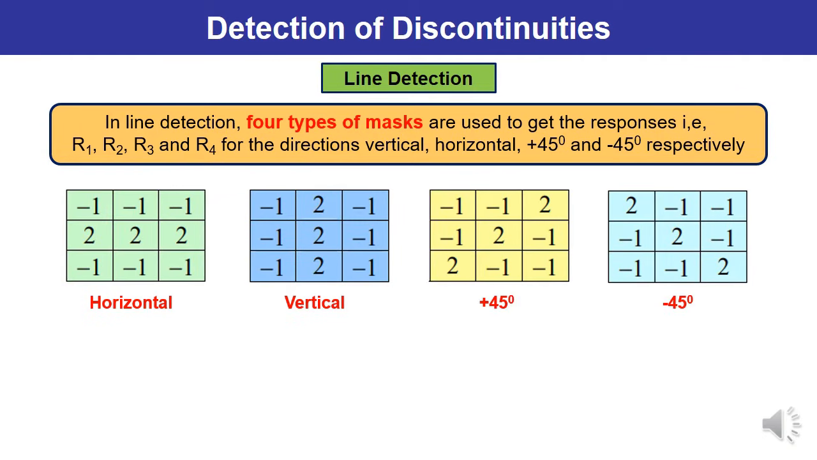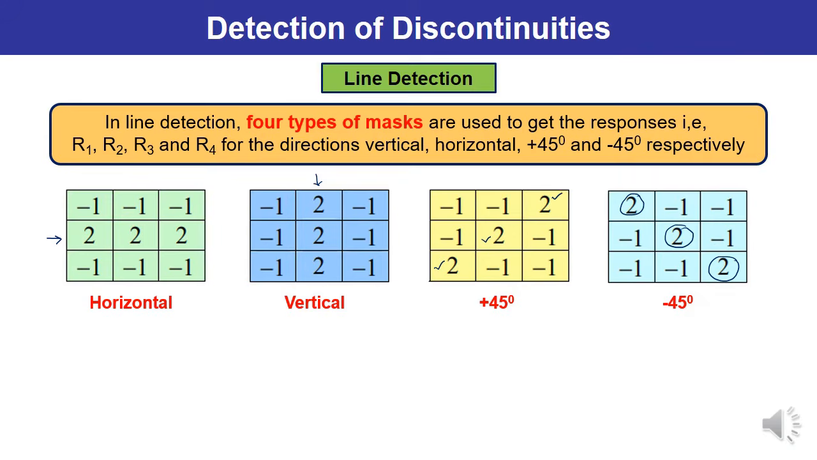You can see the mask horizontal, vertical, plus 45 degree, minus 45 degree, which is being shown. Horizontal, you can observe this second row. You can observe this second column. This shows the vertical line. In case of 45 degree, you can see this particular point 2, 2 and 2. And for minus 45 degree, this point is being taken, this is being taken, this is being taken. So it represents minus 45 degree.